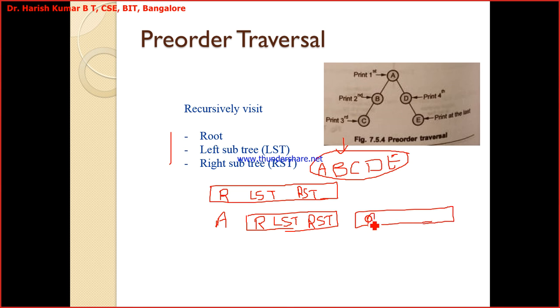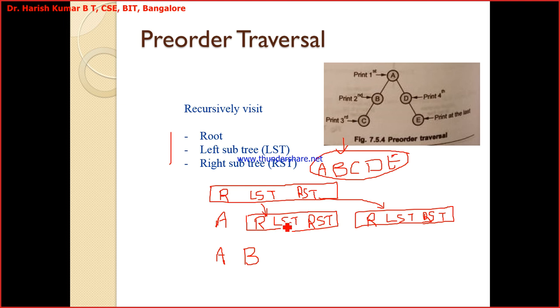R, LST, and then RST. Okay, now this is the left subtree expanded, and this is the right subtree expanded. Now I'll go for writing this A as it is. Now this R says root node of the left subtree of A. Correct? What is the root node for the left subtree of A? It is B. R value is B.